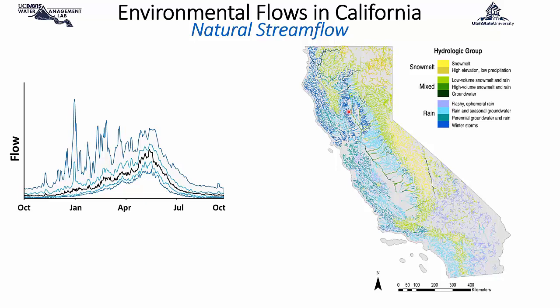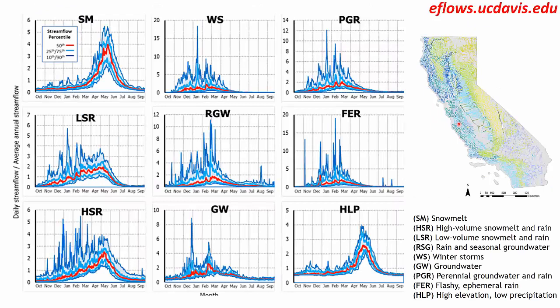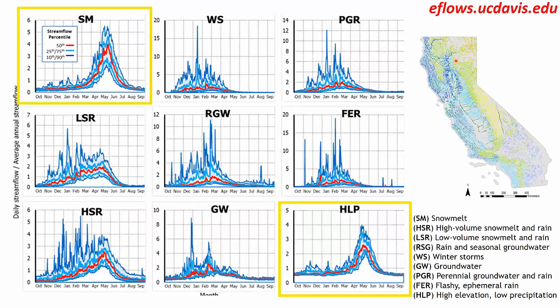When a rain happens, you're going to have these high flows, all the way to this combination of snowmelt and rain signatures. So these are the 9 flow regimes. The ones that are associated with the snow are these two. This snowmelt and high elevation, low precipitation flow regimes, throughout the year they will have this base flow.